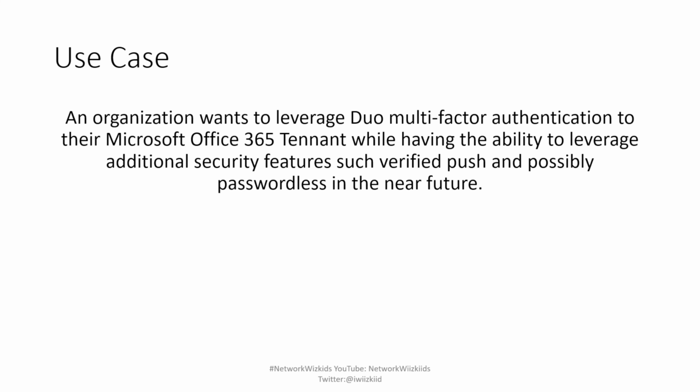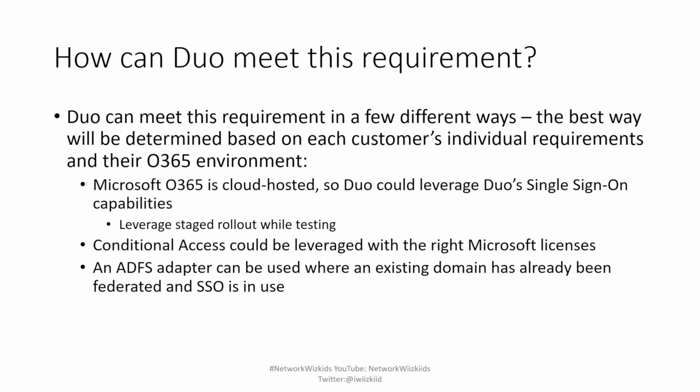To kick things off, we'll start off with a use case that we typically see, and I'll just read this out word for word. So, an organization wants to leverage Duo multi-factor authentication to their Microsoft Office 365 tenant while having the ability to leverage additional security features such as verified push and possibly passwordless in the near future. So, how can Duo meet those requirements from that use case?